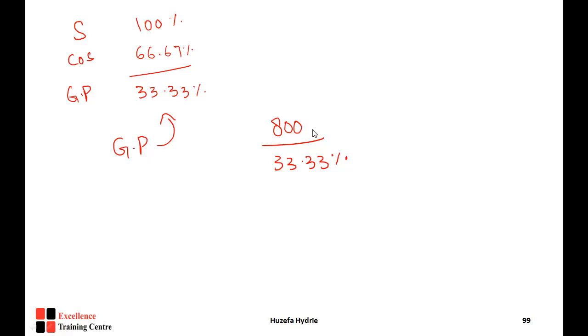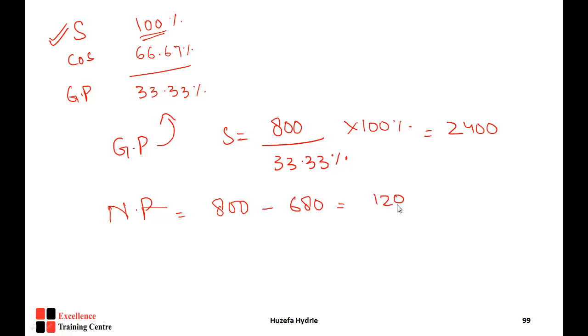Whatever percentage is being represented by any of the amount, you divide that amount by its percentage. Now, what do we want to find out? Sales. So, what's the percentage of sales? 100%. So, we will multiply it by 100%. What are we getting as sales? 2400. Now, we can easily find out net profit, because net profit is gross profit minus further expenses, which is 120. So the net profit percentage will be 120 divided by 2400 multiplied by 100. So that will give you 5%. Okay? Everyone is fine with that? Great.